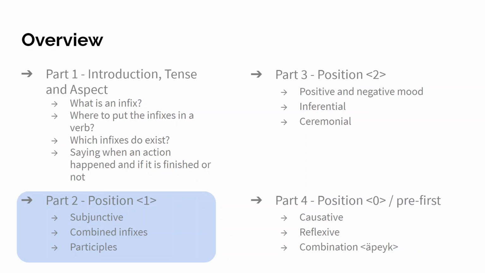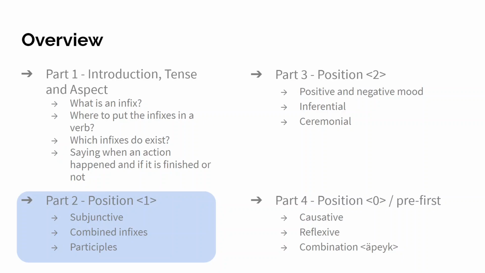Then today we will talk about the leftovers of position 1 infixes, namely the subjunctive. Then we will look at some combined infixes because, like you hopefully remember, you cannot have two infixes in one infix position. So for position 1 we actually have a bunch of combined infixes in case we need two infixes that are position 1. And lastly we will talk about participles, so how to turn a verb into an adjective.